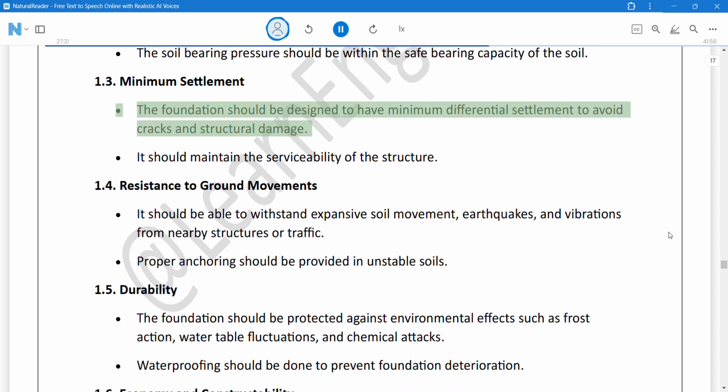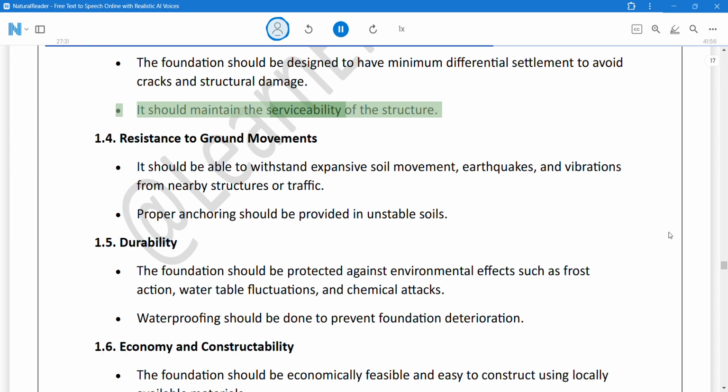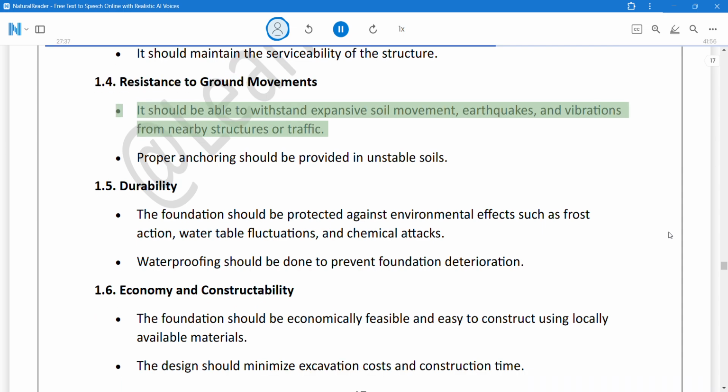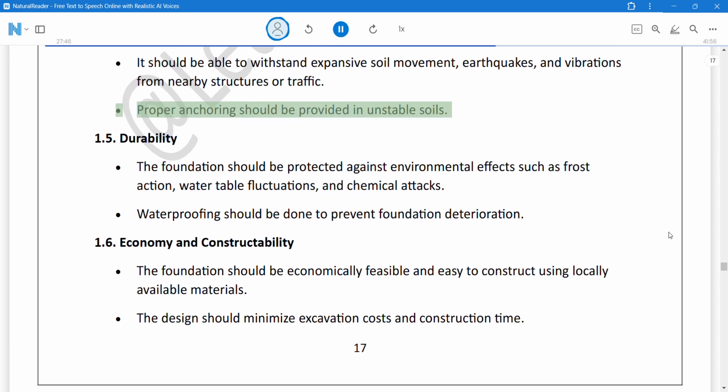1.3 Minimum settlement. The foundation should be designed to have minimum differential settlement to avoid cracks and structural damage. It should maintain the serviceability of the structure. 1.4 Resistance to ground movements. It should be able to withstand expansive soil movement, earthquakes, and vibrations from nearby structures or traffic. Proper anchoring should be provided in unstable soils.